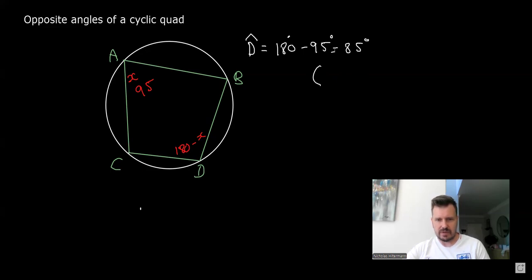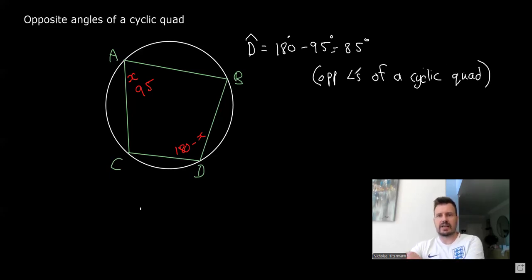Because I'm just going to get this exactly how they want you to put it. Opposite angles of a cyclic quad. Okay, so this is exactly what it's written in your guidelines.